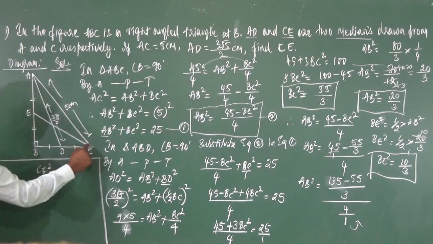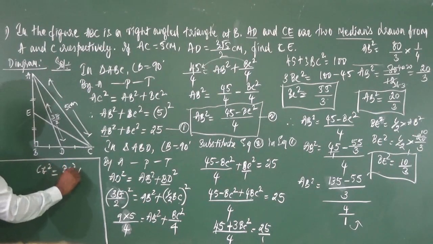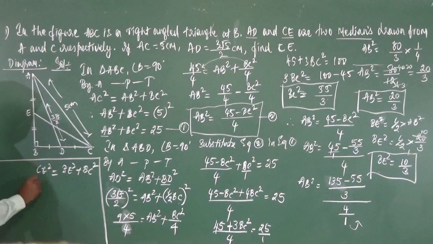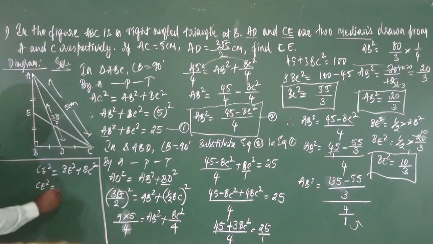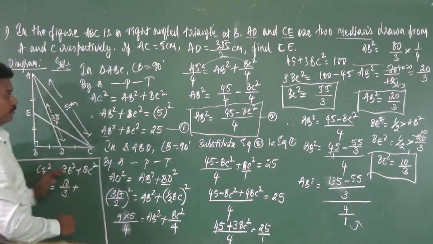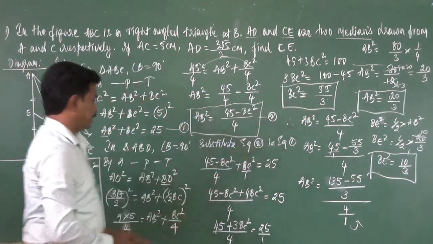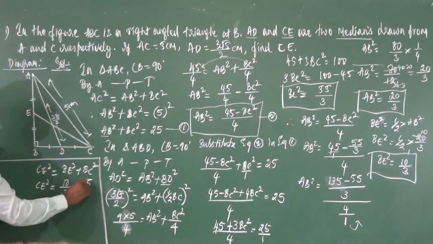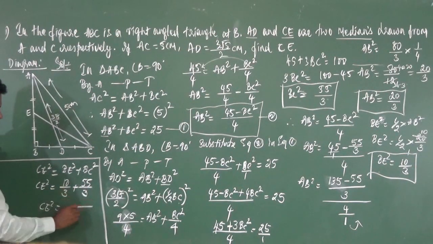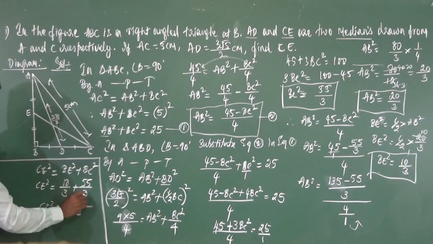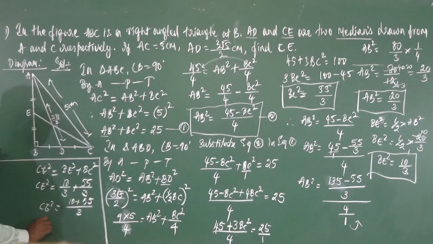CE square is equal to BE square plus BC square. So CE square is equal to BE square, which we have just found, that is 10 by 3, plus BC square, which we have found, that is 55 by 3. For 3 and 3, LCM is 3. So 10 plus 55, that is 65 by 3.